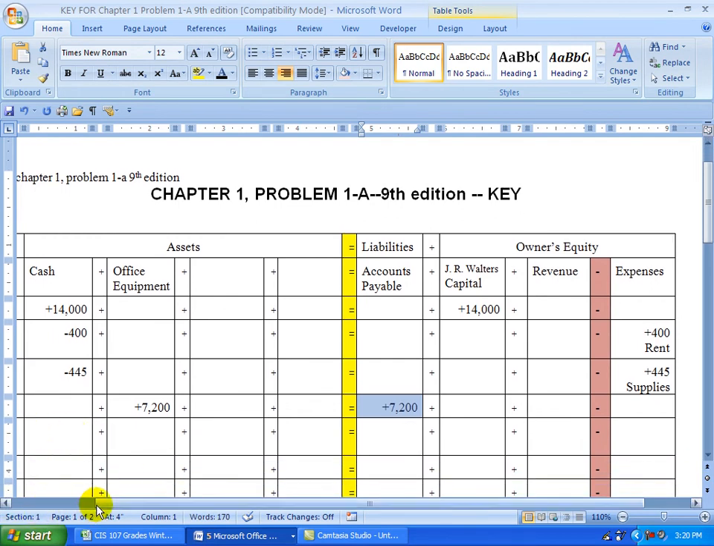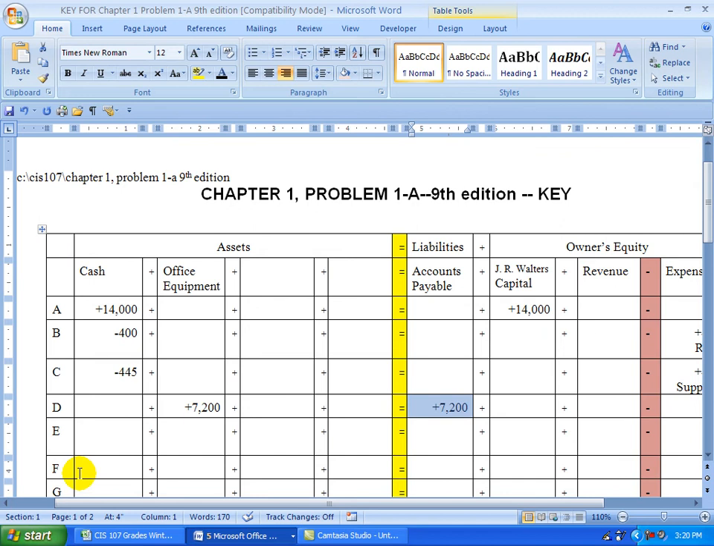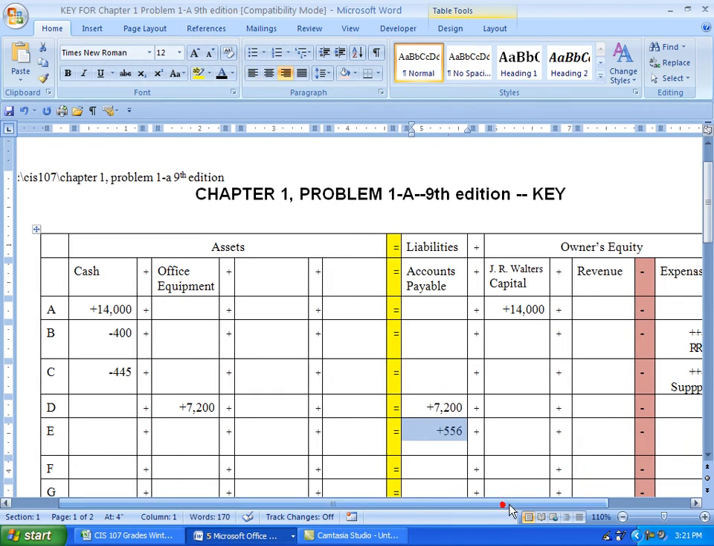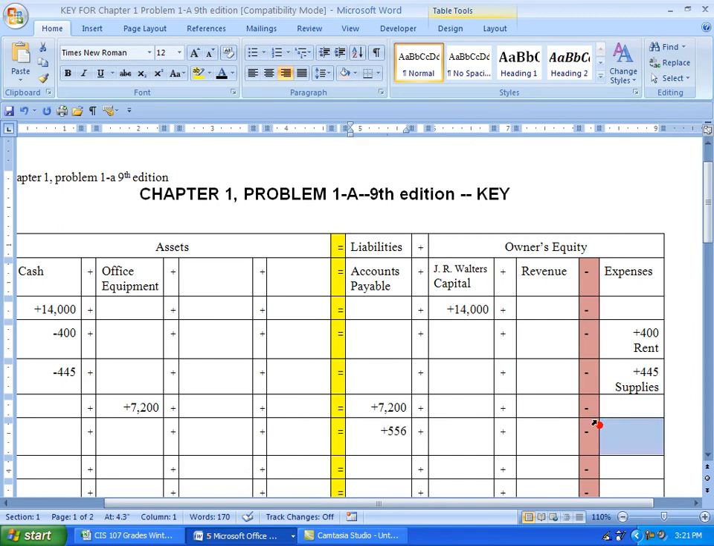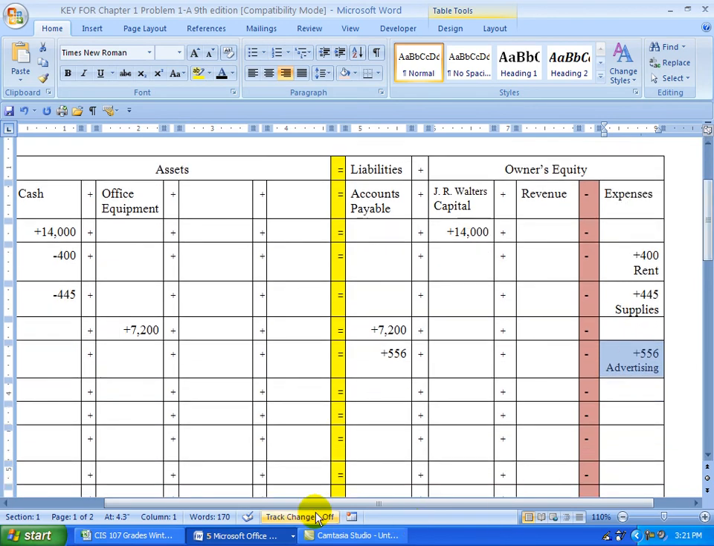Okay, looking at the next one, which is letter E, we received a bill for advertising, $556. It doesn't say we paid it, just that we received the bill. So the amount that we owe is going up. So we're going to record it as a liability. And this is an expense, and so the expense is going to get bigger. Remember, though, that anything in this last column is subtracted from the right-hand side of the equation. So even though both of these are pluses to individual accounts, we're plussing and we're minusing on the same side of the equation, and therefore we're in balance.